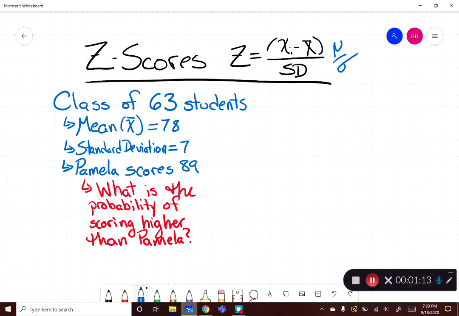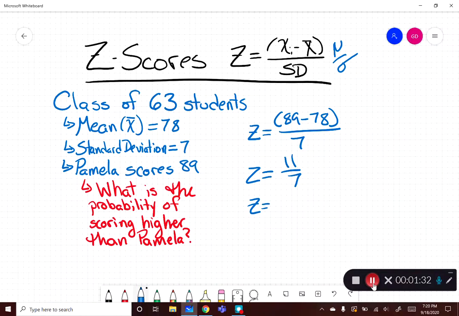All right, so let's calculate Pamela's z-score. So we have at the top 89 minus 78 in the numerator divided by 7. So here we have z is equal to 11 over 7. So our z-score is, put it in the calculator, 1.57. So we already see that it's positive.